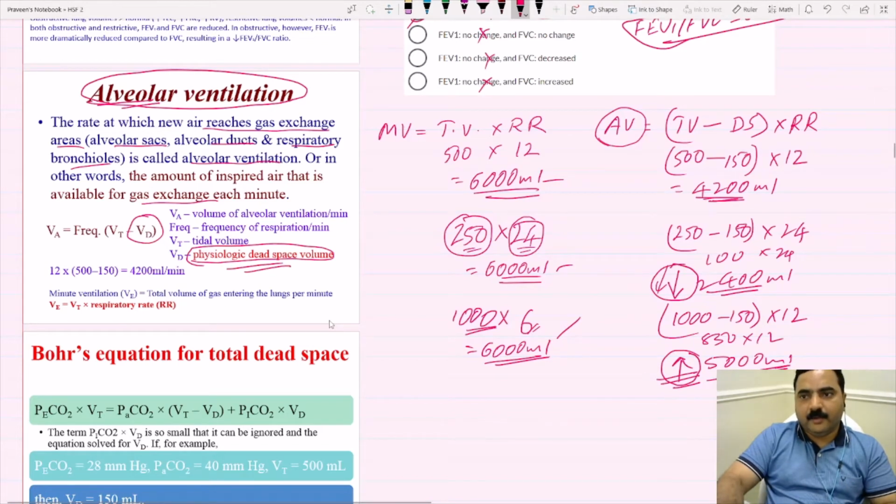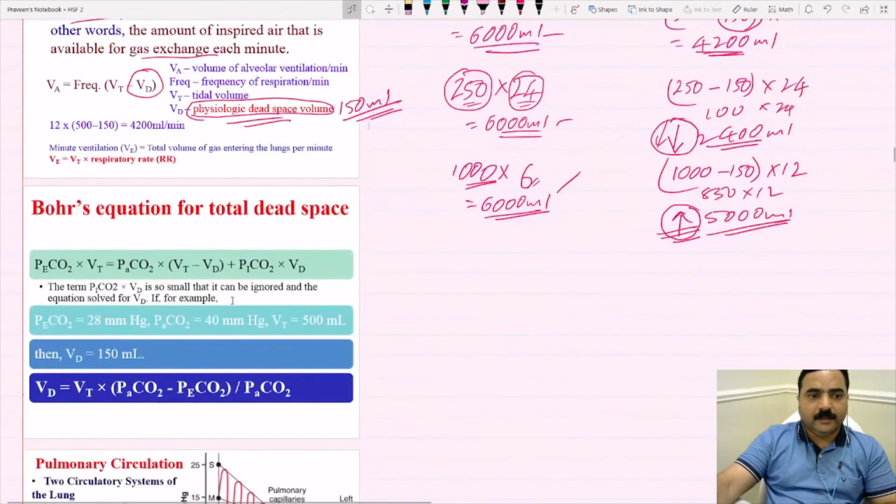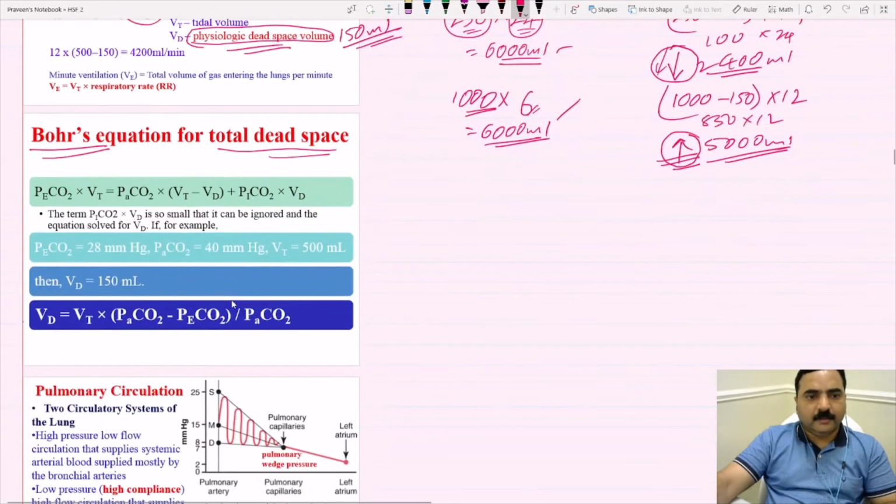Even though I have mentioned to you that 150 ml is the normal dead space in, say, a 70 kg man, it changes from person to person. So we need an equation to calculate the dead space. That equation is given by the Bohr equation. Even though it has been shown over here how it is derived, we are not so interested in the derivation. Just memorizing the equation is sufficient for you, just understand the equation.